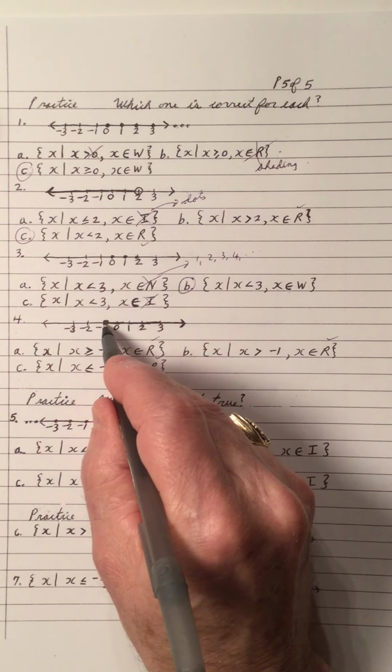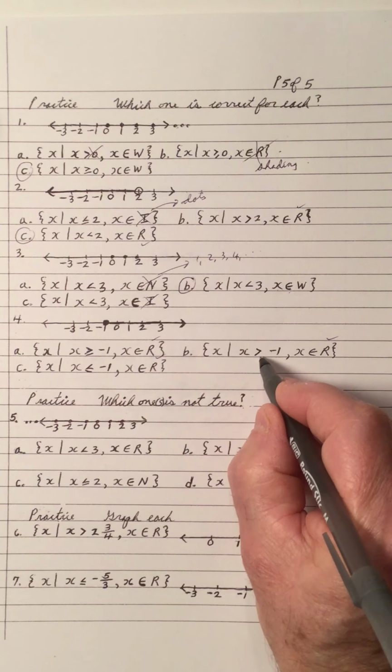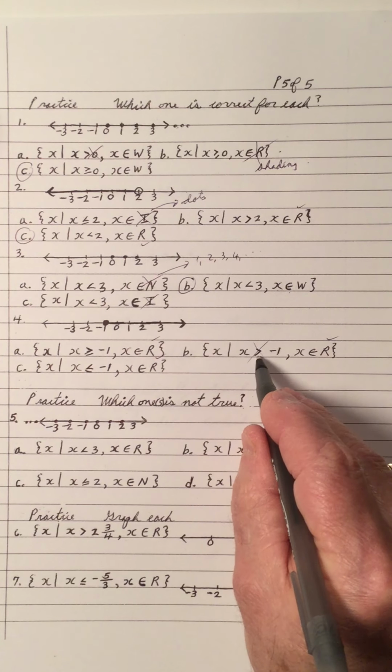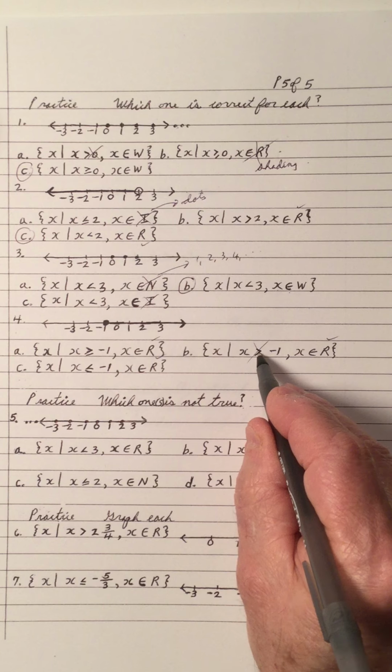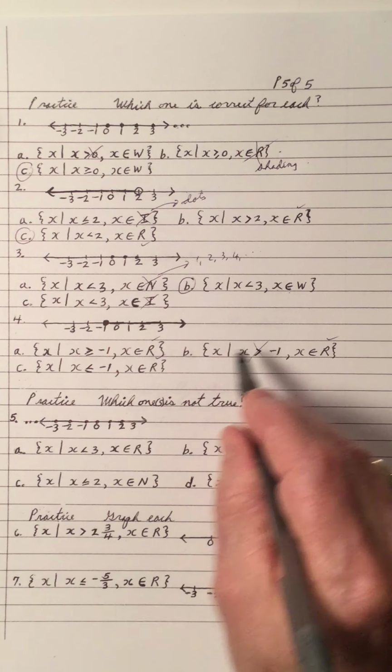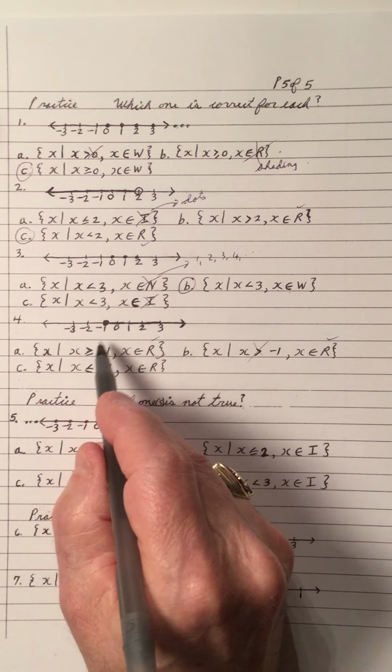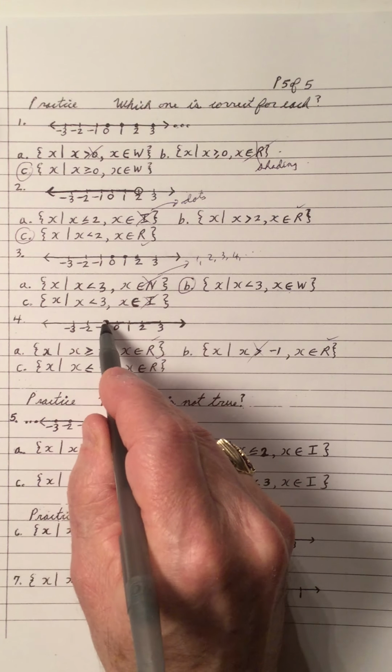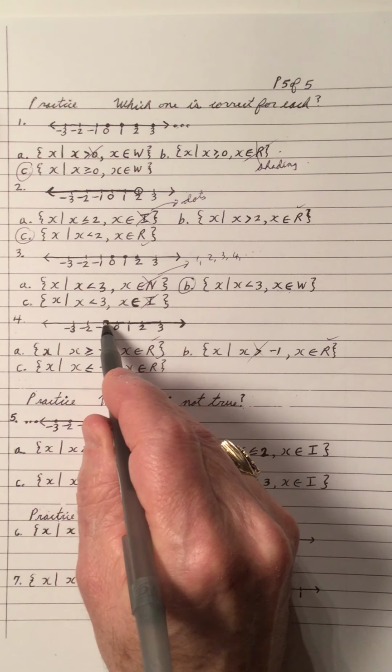So starting at -1, solid dot. That means this one is out, because greater than doesn't include -1. So this one is gone, and it's one of these two. -1 is included, solid dot.